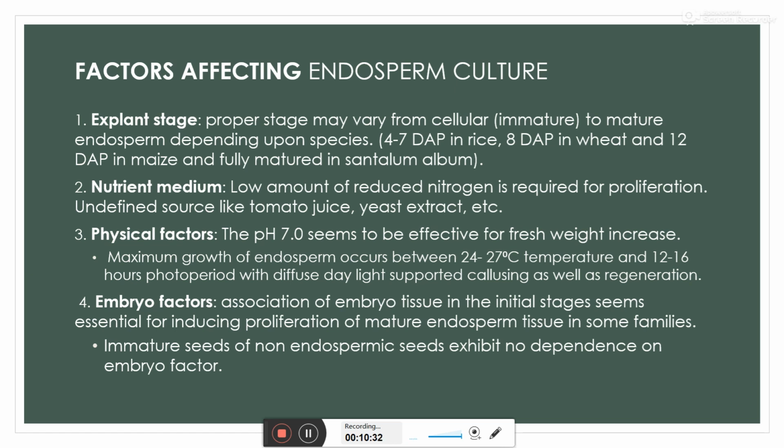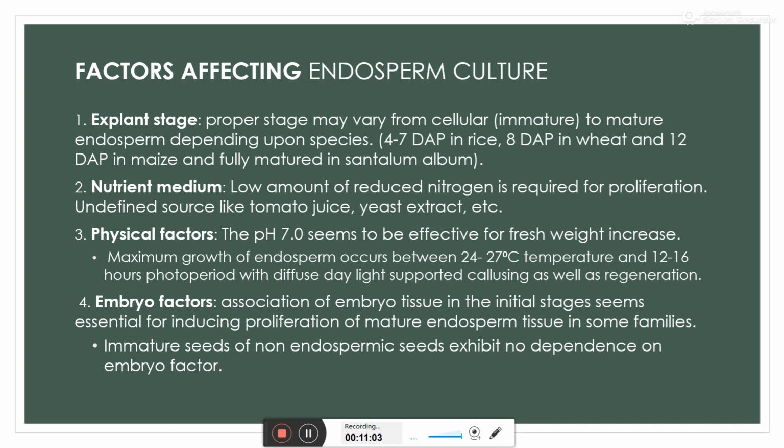Next is nutrient medium. This is the second most important thing. A low amount of reduced nitrogen is required for proliferation, along with undefined sources like tomato juice extract. So low amounts of reduced nitrogen and tomato juice extract are some of the main ingredients or factors essentially required in a basal medium.